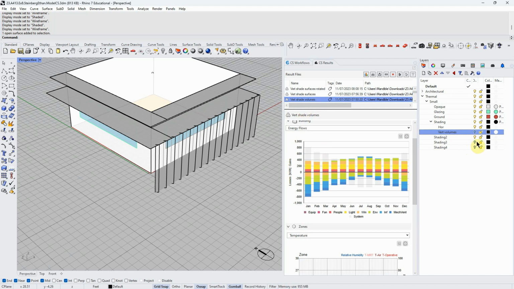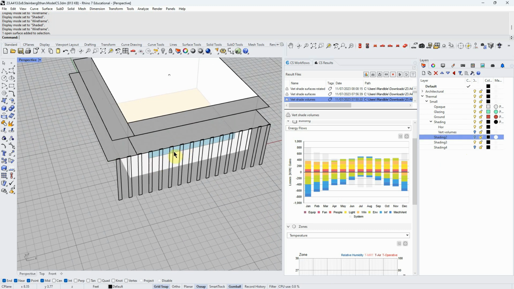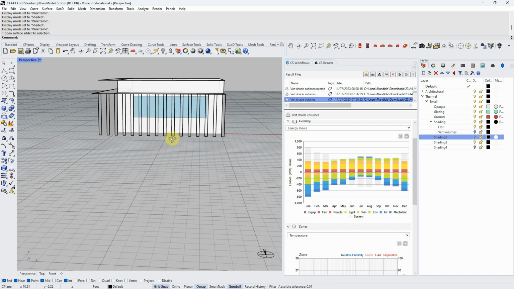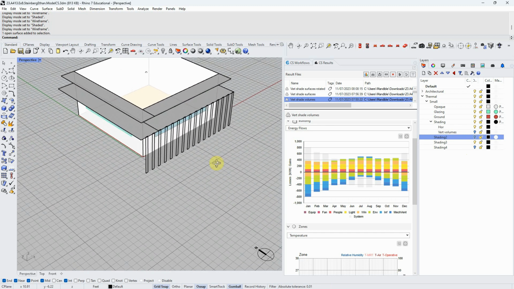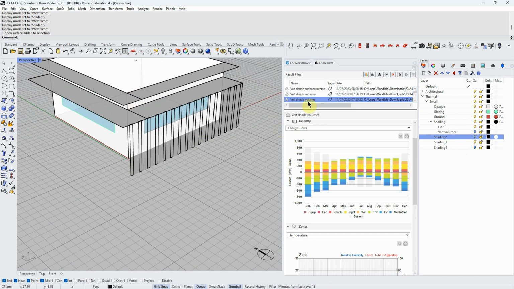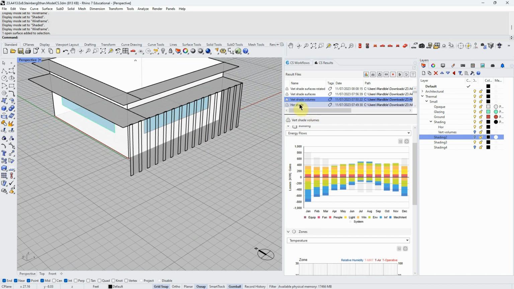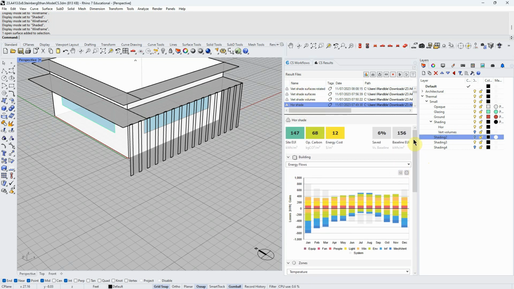So the next thing I did was I rotated those surfaces to 90 degrees. If you look at it, it's still not a huge amount of blockage in that direction, but it should be more. So let's see what we get there. So we're going from horizontal shade to rotated shade surfaces. And there we do get an actual bump in the site EUI. It actually goes up. And we can come down and analyze why.